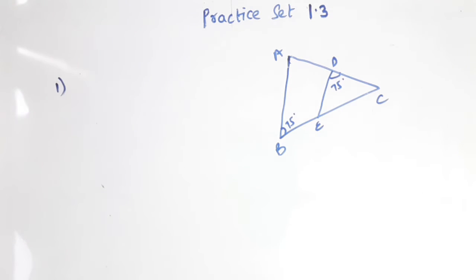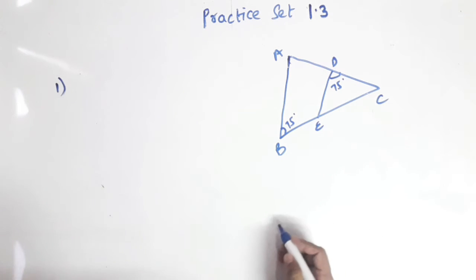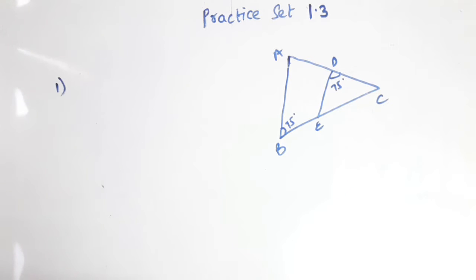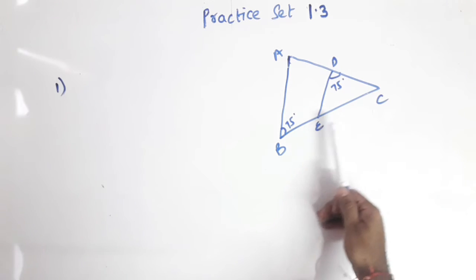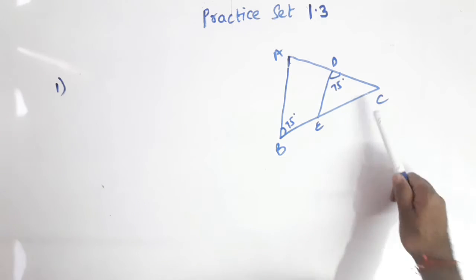Hello everyone, so we'll be beginning with practice set 1.3, standard 10th geometry. The first one says: which two triangles are similar and by which test? Now we know that there are only two triangles here. You can see ABC and DEC.